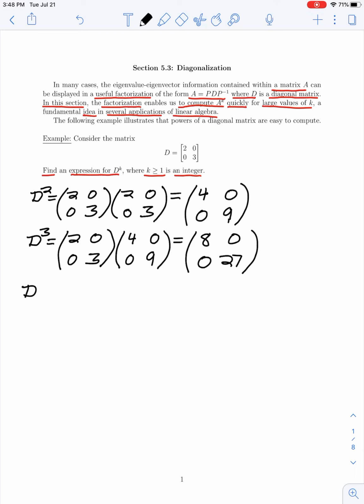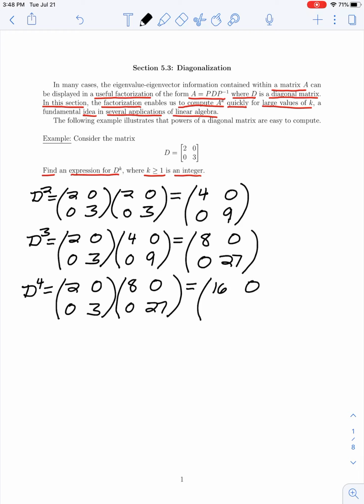So looking at one more power, we see a pattern emerge if we haven't already noticed it. To get D to the fourth power, we would take D, which was 2, 0, 0, 3, and multiply by D cubed, which we just found to be 8, 0, 0, 27. So we get the matrix whose first row, first column is 16, 0, 0, and 3 times 27 is 81. So we start to see a pattern emerging here.